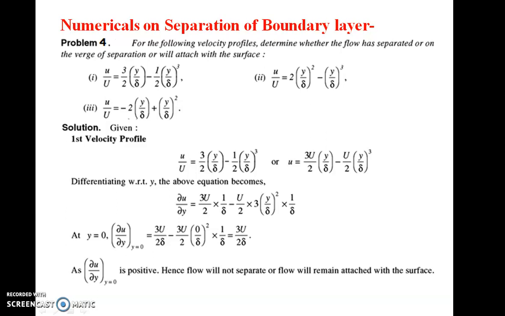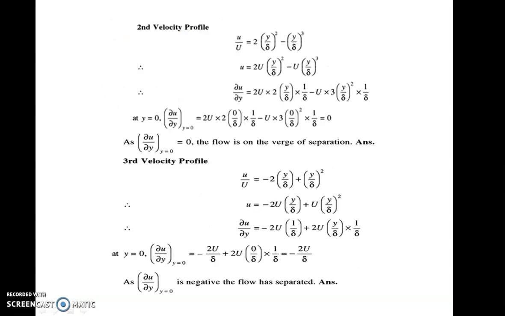The sign is positive, hence the flow will not separate. So if dU/dy is positive, flow will not separate. That we have already seen. So the boundary layer will remain attached with the surface, and that is the favorable condition. So this velocity profile is a good profile which should be followed.